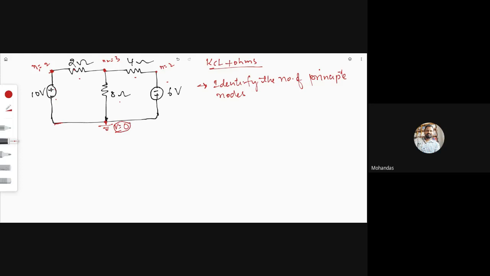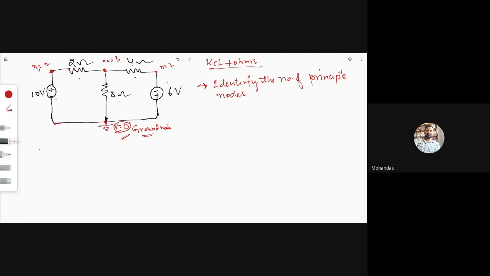This is known as a ground node. In electrical engineering, there is a term called ground. The ground node voltage is always 0. Now, here we have to identify the number of principal nodes only. What is the difference between a simple node and a principal node?